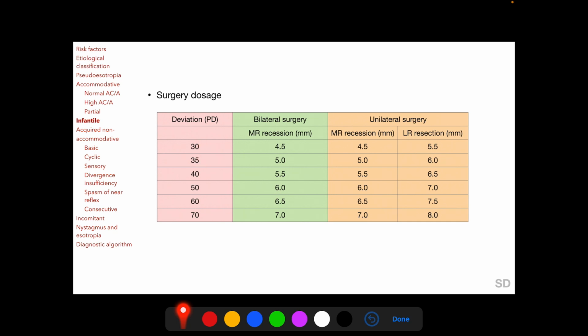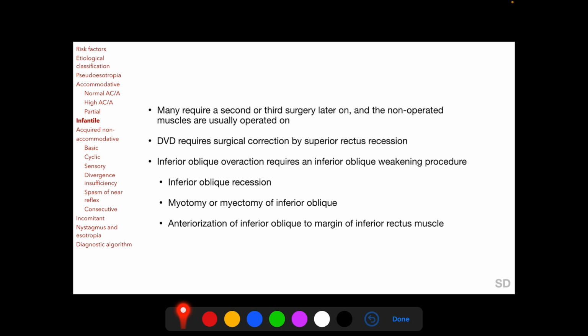We may note here that the amount of recession of medial rectus muscle in unilateral surgery is equal to the amount of recession of each medial rectus muscle in bilateral surgery for a specific amount of deviation measured, and the amount of resection of the ipsilateral lateral rectus muscle is 1 millimeter more than the amount of recession of the ipsilateral medial rectus muscle in unilateral surgery. Many children with infantile esotropia require a second or a third surgery later on during their childhood, and then the previously non-operated muscles are usually operated on.